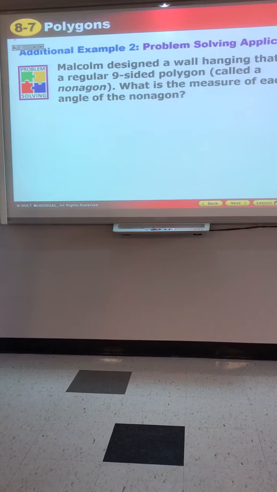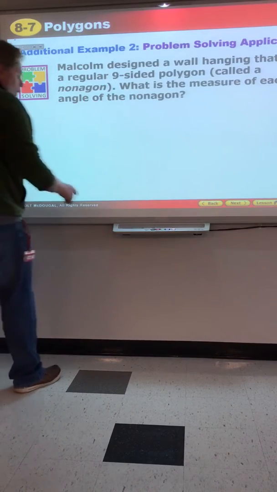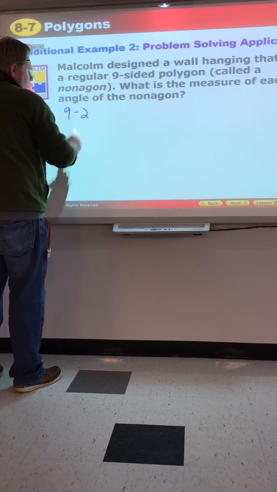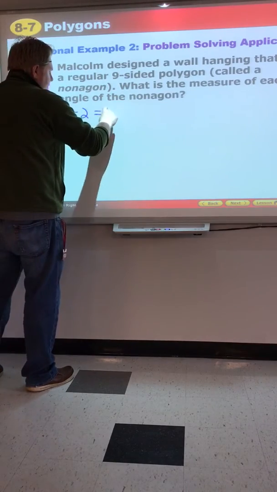Malcolm designed a wall hanging that was a regular 9-sided polygon called a nonagon. What is the measure of each angle? Now, if you remember Mrs. Carnahan's lesson, 9 sides, we subtract 2, that equals 7.